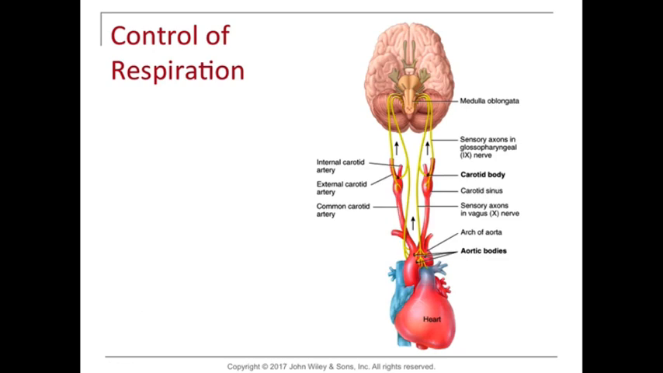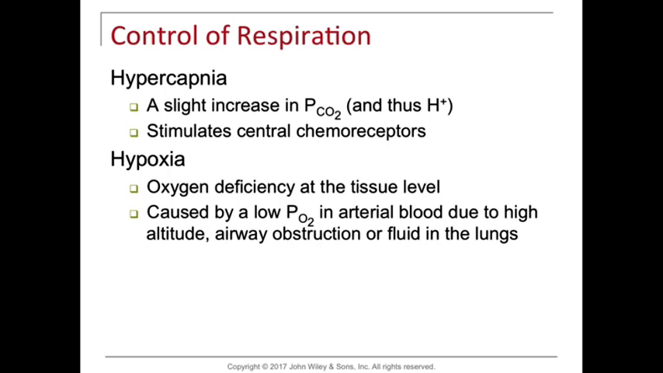So control of respiration, again, we can see here you've got carotid bodies, aortic bodies. These are just sensors or receptors that are checking what's happening with pH and what's happening with carbon dioxide and oxygen levels. So we're going to have cranial nerves 9 and 10 involved with that. Hypercapnia, that's going to be a slight increase in CO2. It's going to stimulate the central chemoreceptors, and hypoxia is now oxygen deficiency at the tissue level.